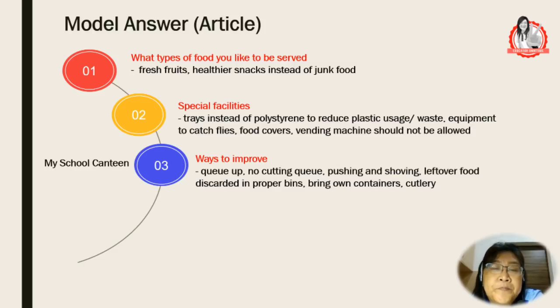Okay, number 3, ways to improve. How to improve your canteen. You can say that students or pupils need to queue up, no cutting queues, pushing and shoving, leftover food must be discarded in proper bins, and then maybe pupils could bring their own containers or cutlery.